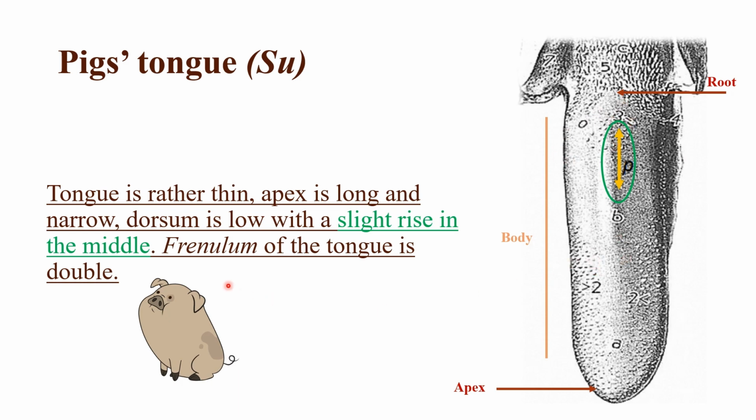And the frenulum of the tongue is double. So both bovines and pigs have a double frenulum. And again, anatomy for you, just three parts: root, body, and the apex of the tongue.